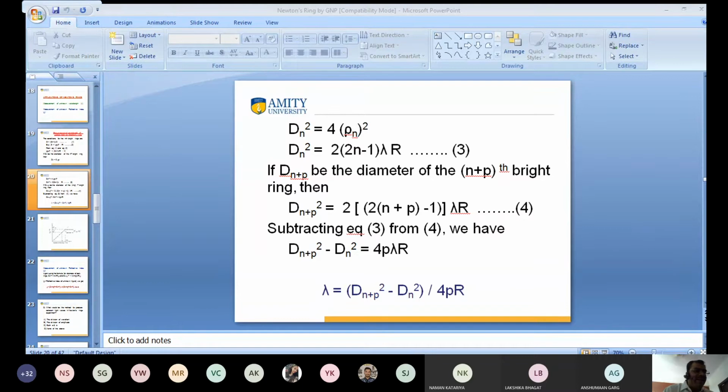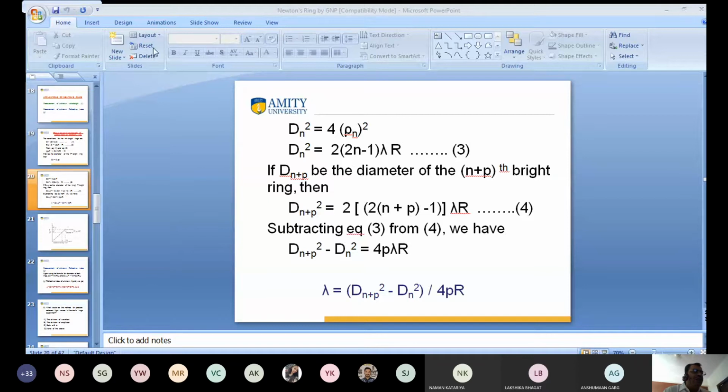I want to show you this one. If dn plus p is the diameter of the n plus pth bright ring, the n plus pth bright ring means more than n, that is n plus 1, n plus 2, n plus 3, and so on. If n plus 3, then p is 3. If n plus 2, p is 2, and so on.